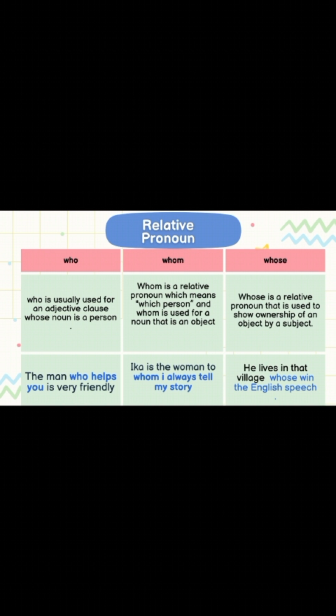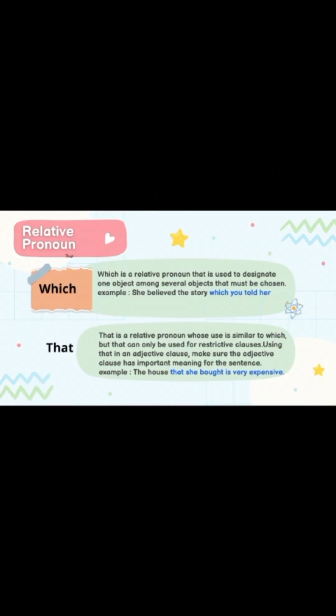Next, whose. Whose is a relative pronoun that is used to show ownership of an object by a subject. For example, he lives in the village whose win the English speech. Which is a relative pronoun that is used to designate one object among several objects that must be chosen. For example, she believed the story which you told her.